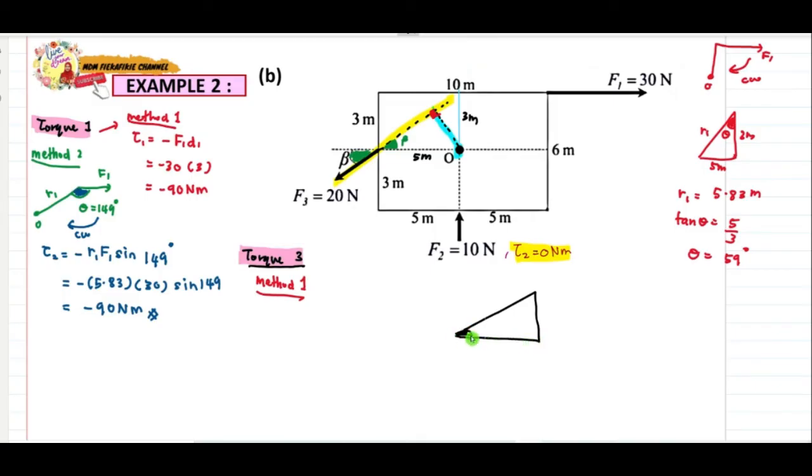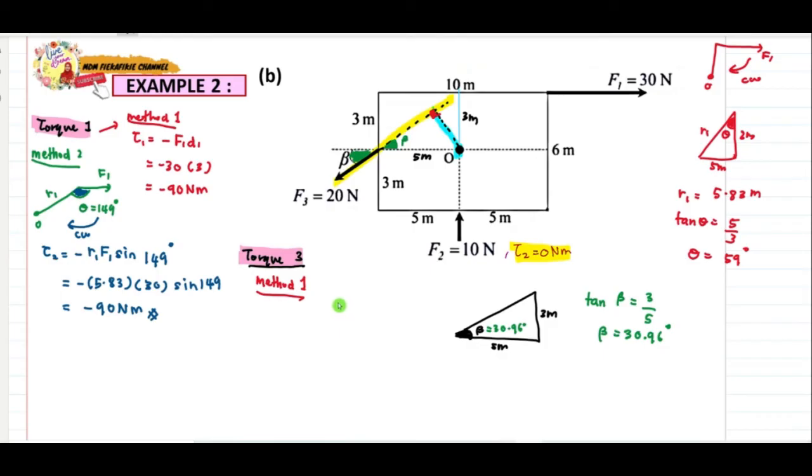So this is the angle beta. And this is 3 meter. And this is 5 meter. Now can we find the angle of beta? So the answer is yes, we can find angle of beta. So now let's calculate the angle beta. Tangent beta is equal to 3/5. Therefore, beta is equal to, awak cuba kira ya, 30.96 degree. So saya dah dapat nilai beta dekat sini is equal to 30.96 degree.